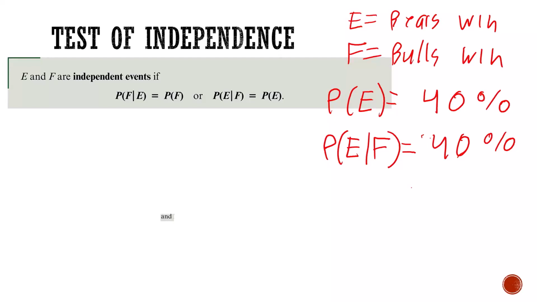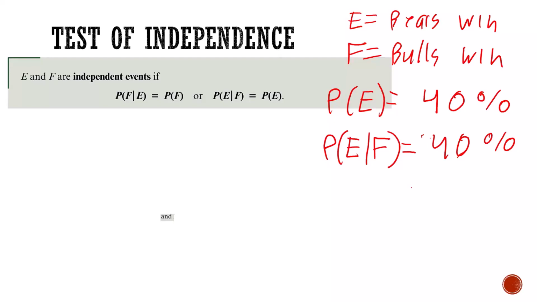Otherwise, they're dependent. So I haven't really told you how to calculate these yet, right? But this is a way you could test. If you had these quantities, compare them. It will tell you whether an event is independent or dependent. Just notice, this doesn't change. You know that F occurs, you don't change your prediction with E. That would only happen if the two events are independent, right?